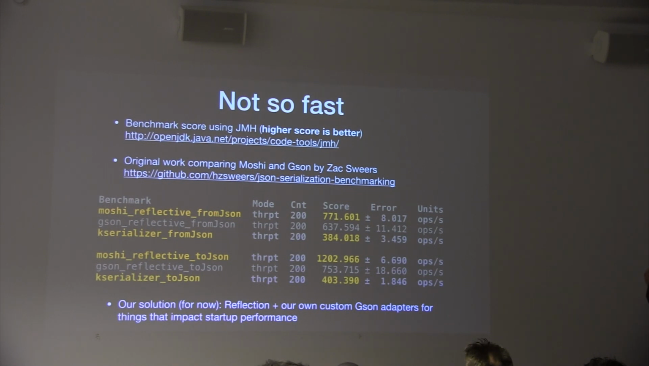So because of all these issues, our solution for now was to keep using reflection and write custom JSON adapters where things impacted the startup performance, because that's where we saw the biggest hit. Other than that, in most of the app, the importance of serialization performance is reduced by the network calls. The network time is much bigger than serializing and deserializing in most cases.